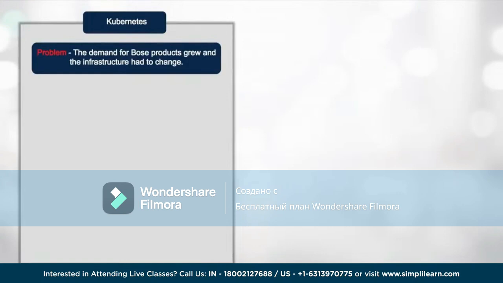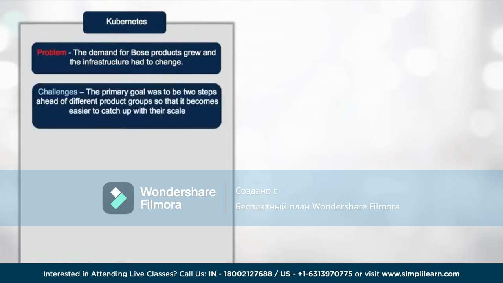So our first one is with Bose, and Bose had a large catalog of products that kept growing and their infrastructure had to change. So the way that they looked at that was establishing two primary goals, to allow their product groups to more easily catch up to the scale of their business.